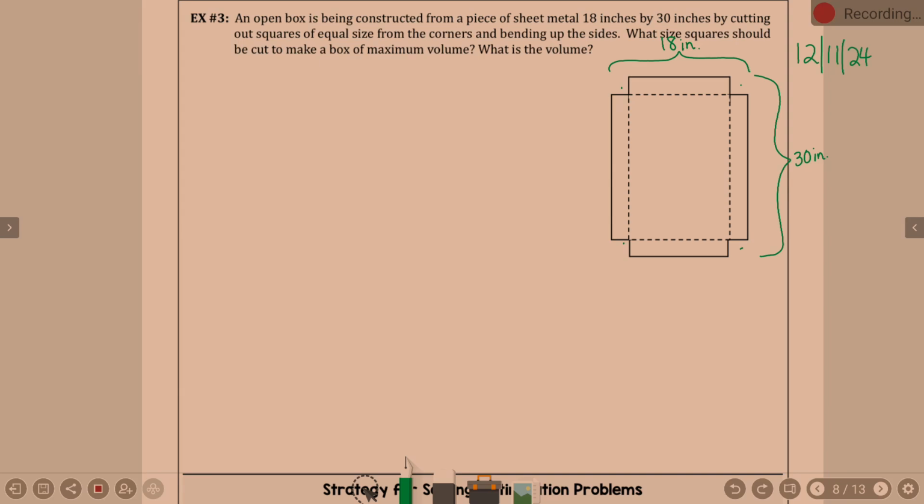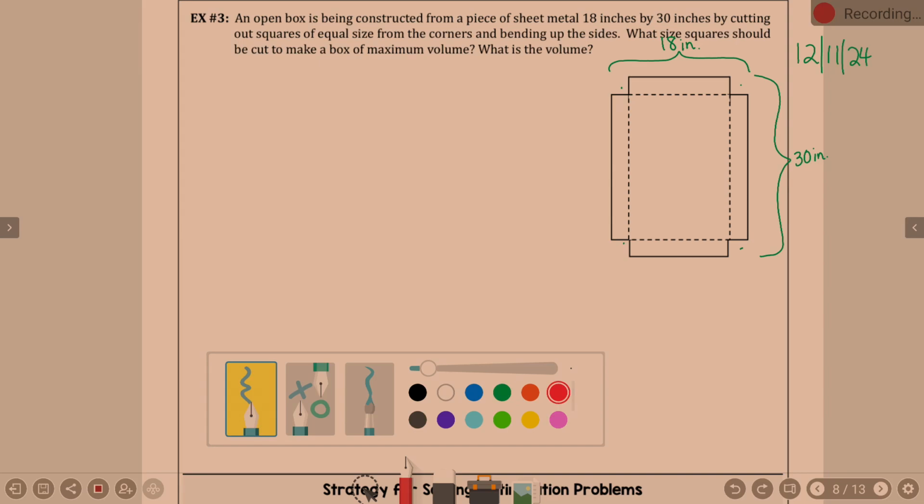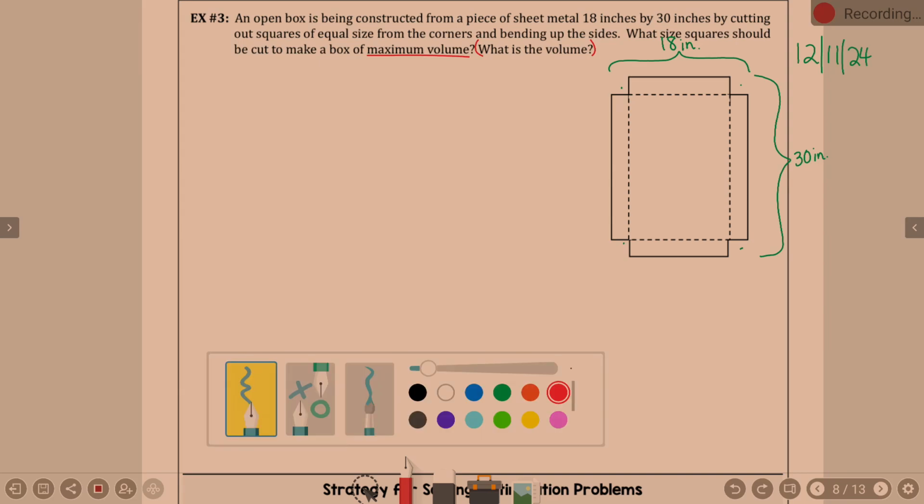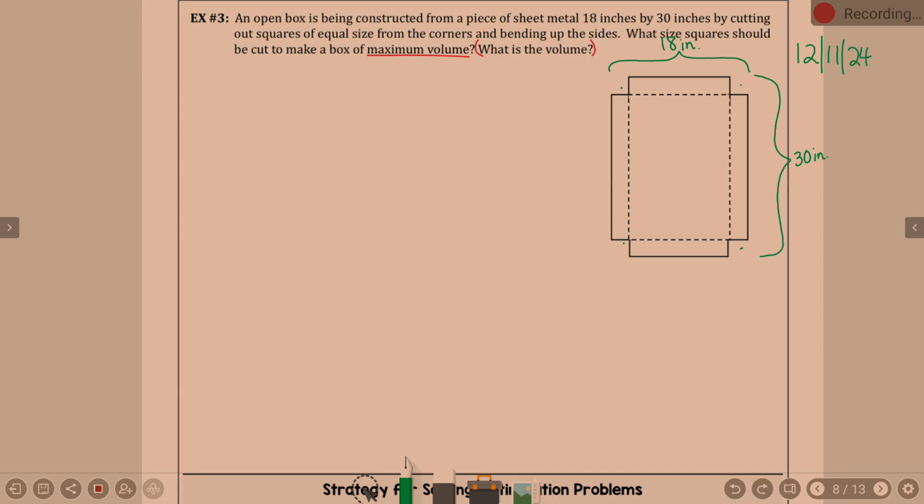That forms your box. Now, do look at, what are they asking us? What size squares should be cut out to maximize volume? So always check and see, what are they asking me to do? We're trying to maximize volume. And then in the end, we'll ask, what is the volume? So, we're being asked to maximize volume. We need a formula for volume.